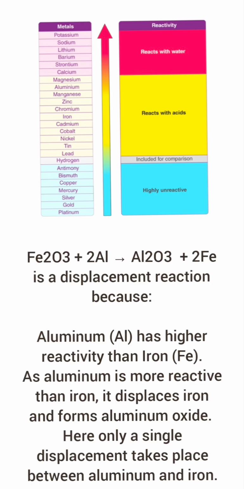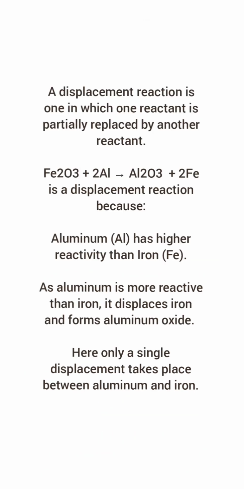You can see in the above chart, the reactivity series. Aluminium has higher reactivity than iron. As aluminium is more reactive than iron, it displaces iron and forms aluminium oxide. Here, only a single displacement takes place between aluminium and iron. Hence, this is called a displacement reaction.